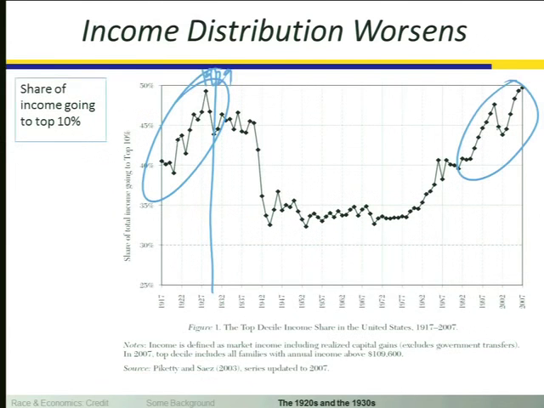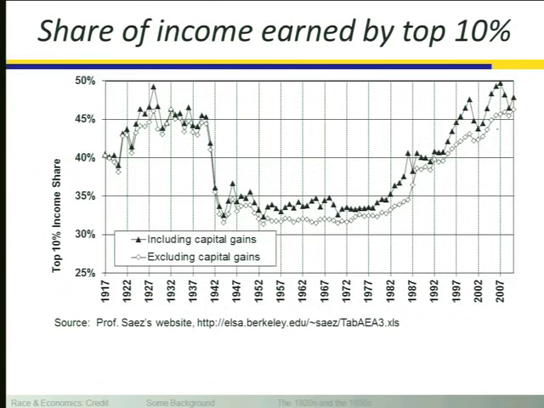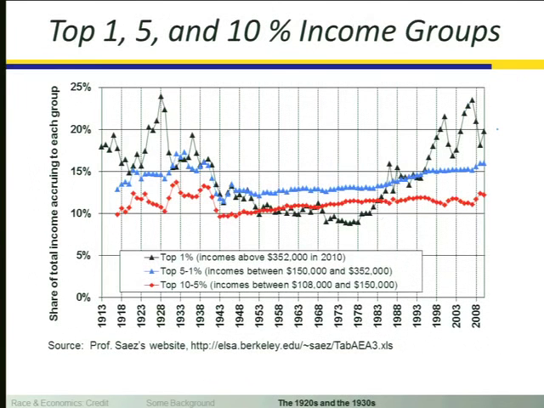And you can break it out. That shows the top 10%, with and without capital gains. And this breaks out the top 1, the top 5, and the top 10% income groups. And again, you can see that it is particularly the top 1%. Wow, same thing up here, isn't it? It's particularly the top 1% that is getting a larger share of income in the 1920s and in the 1990s.